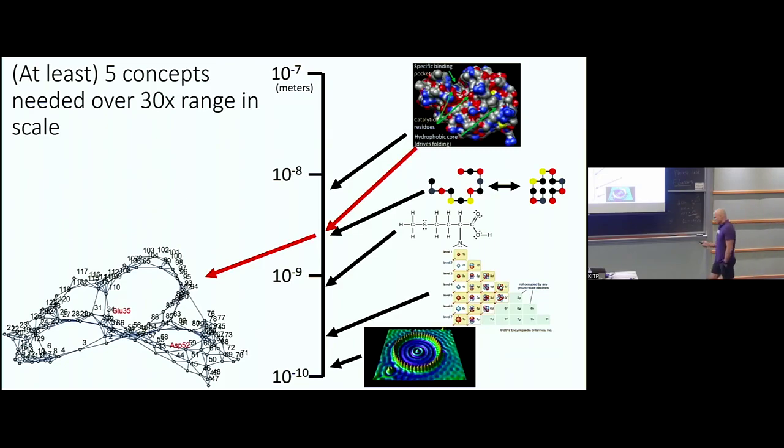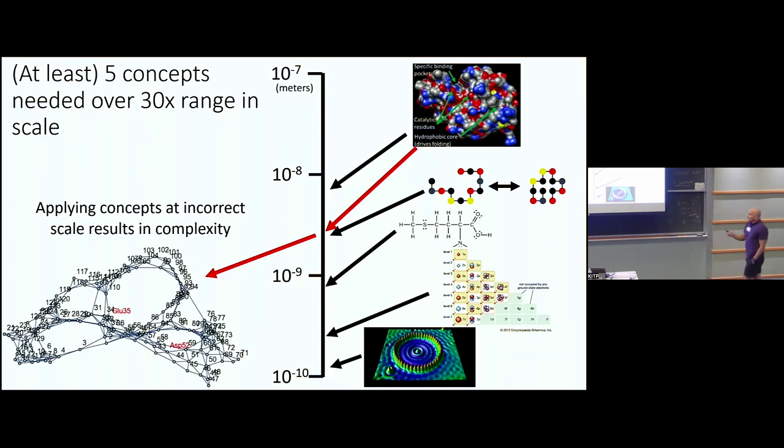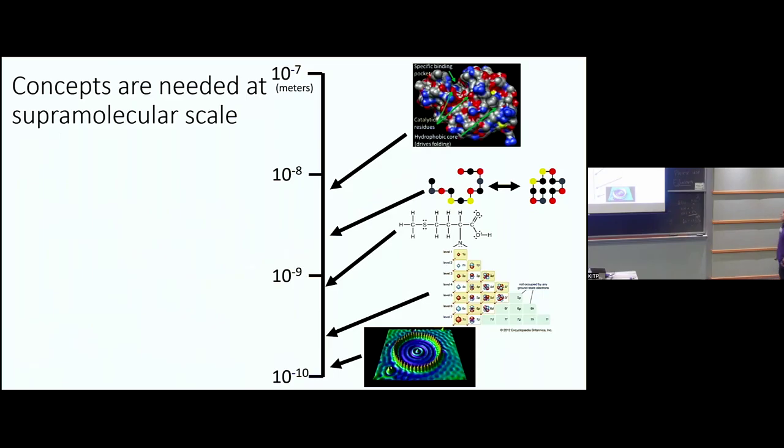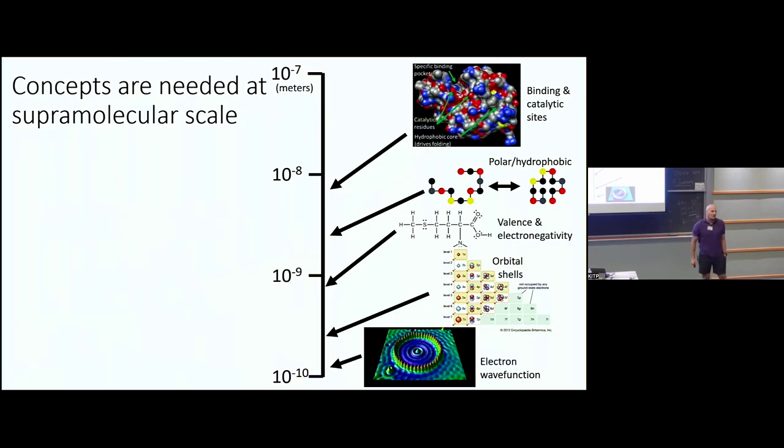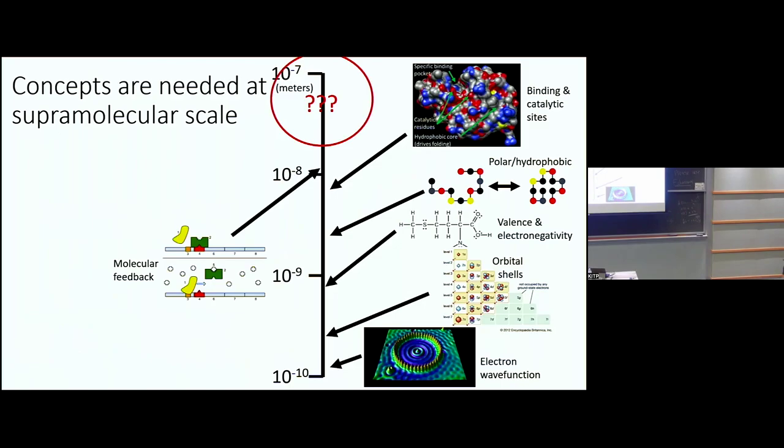So the implication here is that if we apply concepts that are ill-suited for the scale that we are interested in, what we end up with is complexity. And what we need instead is the concepts that are appropriate at the correct scale. So these are the concepts I've talked about before, and we understand things going from the electron scale to the enzymatic scale very well. I would argue if we keep pushing up in scale, I need to add one more to the list, and that one is molecular feedback.